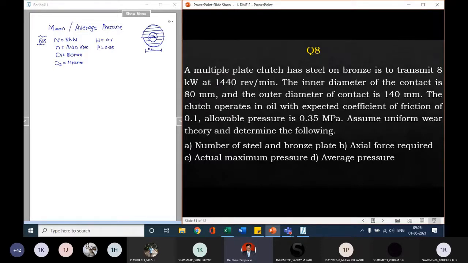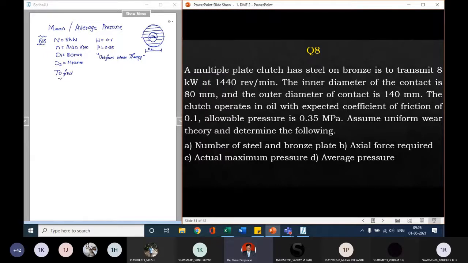With the allowable pressure of 0.35. Now he says, assume uniform wear theory. So we have the uniform wear theory, which we are going to work with. And what exactly are you going to determine? The number of steel and bronze plates.